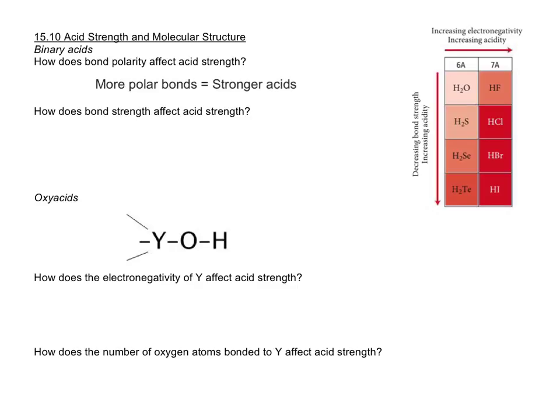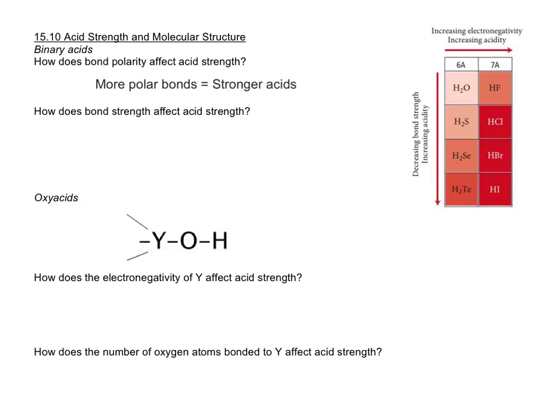Okay, so you'll notice that in the table I've shown here, if you look at column 6A versus 7A, the acids that you get if you have an element from column 6A, which is oxygen, sulfur, etc., those acids are not very strong. And if you go over one more column where the electronegativity is a little bit higher, those are stronger acids. So as the element that is bonding with the hydrogen is farther to the right in the periodic table, or the electronegativity goes up, the acid strength goes up.